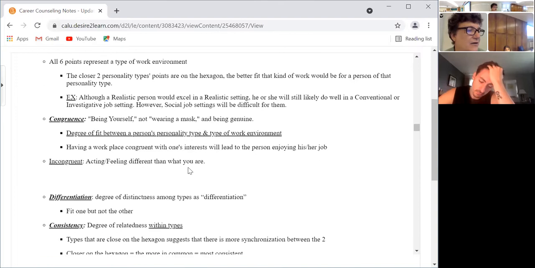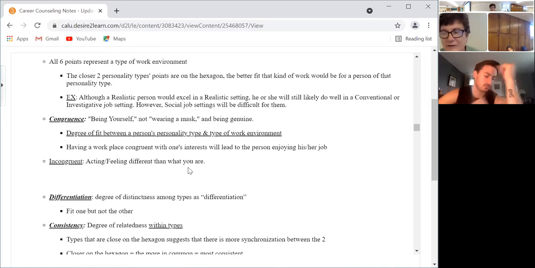Okay, the closer 2 personality type points are on the hexagon, the better fit. Although a realistic person would excel in a realistic setting, he or she would probably still do well in conventional or investigative because they're near it. Congruence, being yourself. So when you're in theories class, you're going to learn about congruence and incongruence in Carl Rogers, person-centered. And that's what he means by congruence, being yourself, not wearing a mask, being genuine.